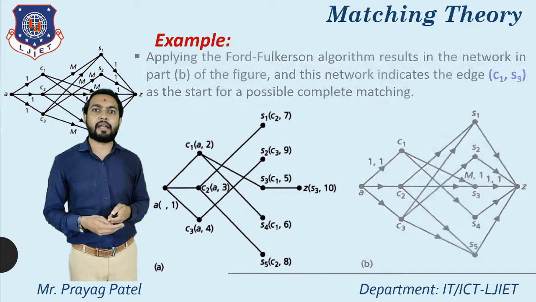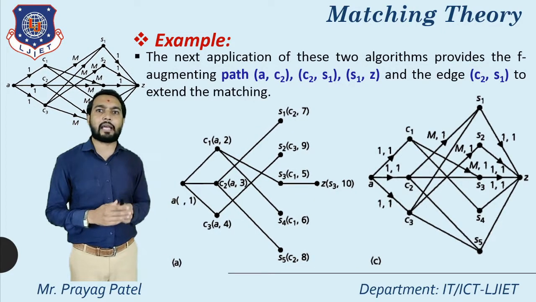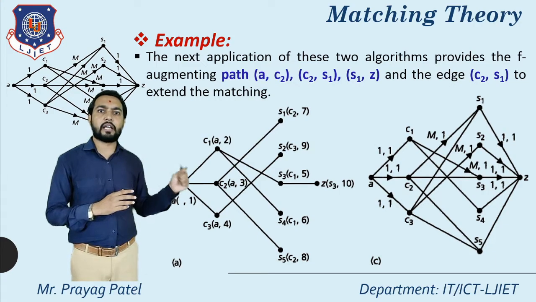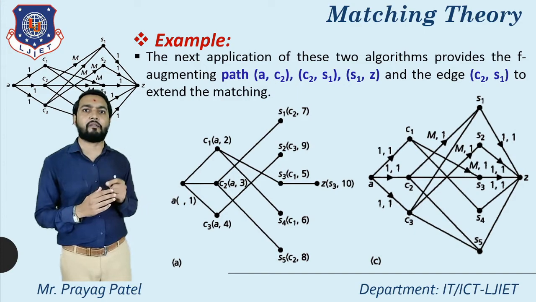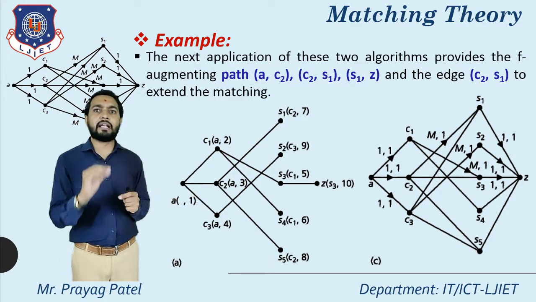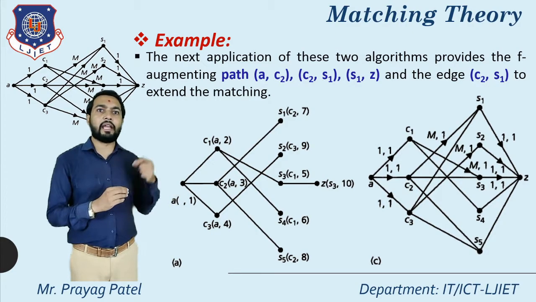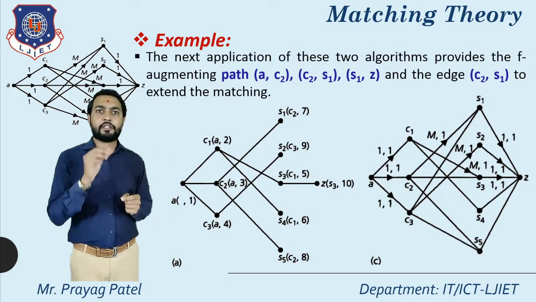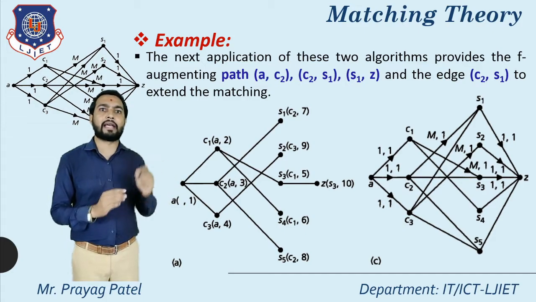Now after that, find the second path according to the same method. So here we find another path as A to C2, then C2 S1, then S1 Z. That means here we consider this path and in this path we increase the capacity by 1 because here delta P value equal to 1 for these three edges. So here we increase the capacity by 1 and we select the one another edge as C2S1. That means committee 2 assigned to student S1.